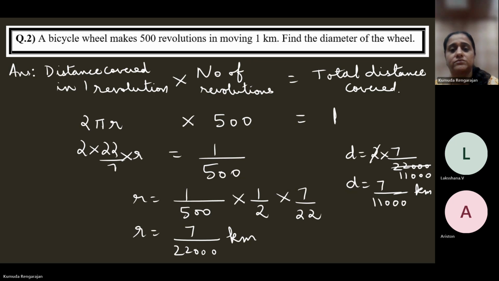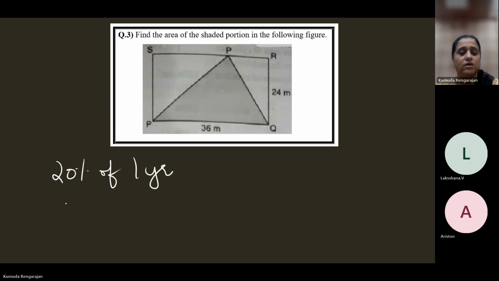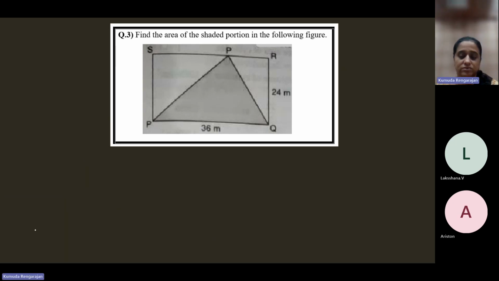Yes, ma'am. Yeah, but so again, like if you have to find 20% of 1 year, you will write 20% is 20 by 100 into 1 year, maybe you'll take 365 days or you'll take 12 months. You'll not take the number 1. So that's what it is.